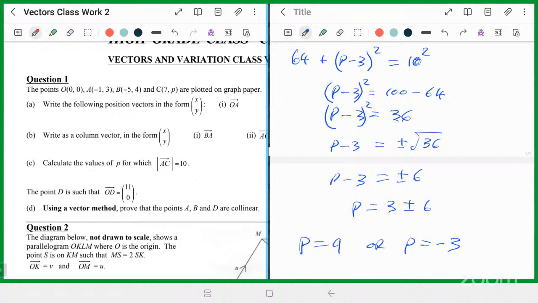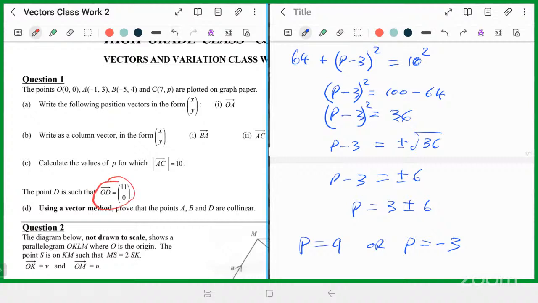Now, the next part of the question, part D, introduces a point D, and it gives us a position vector of D. From this position vector, you know that D will be the point (11, 0). It says you have to use a vectors method to prove that A, B, and D are collinear. And to show that 3 points are collinear, you need to show that there are 2 vectors from the 3 points that are parallel.